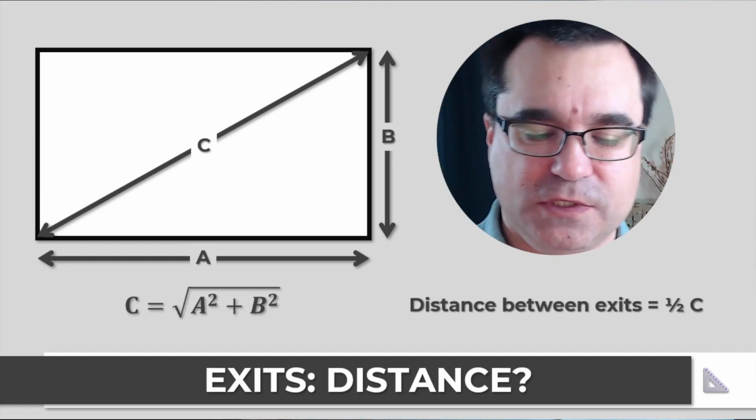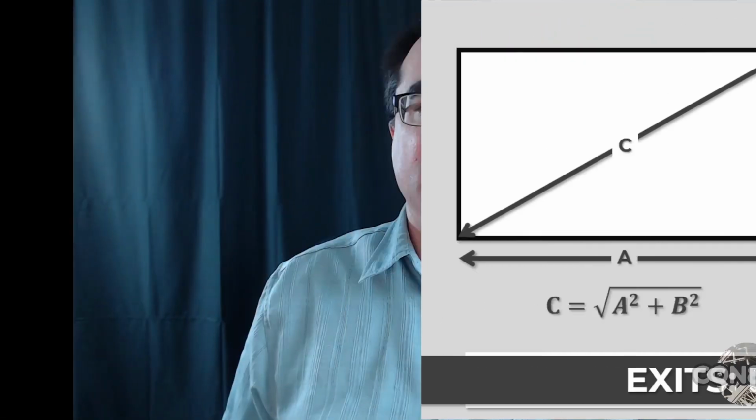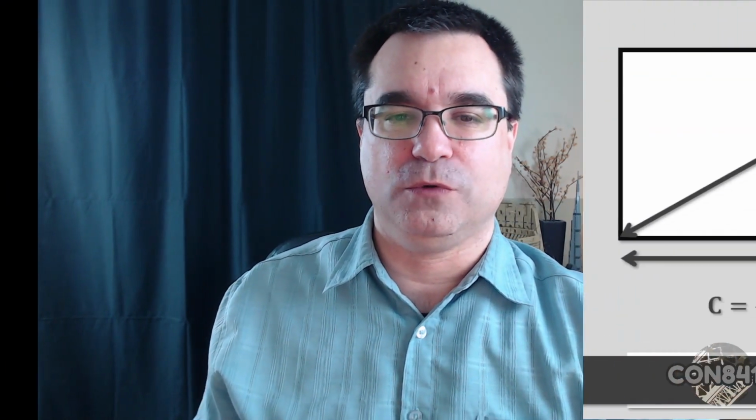Don't forget about the division by 2, because the most common mistake that the new users of the building code and students make when it comes to calculating the distance between exits is forgetting to divide by 2.